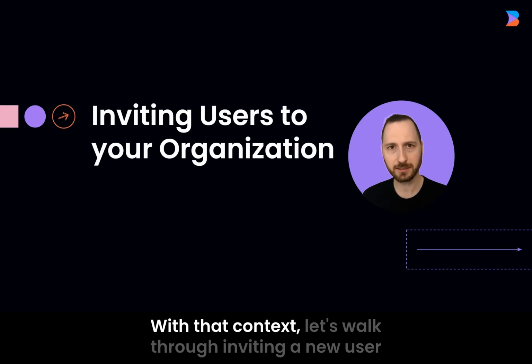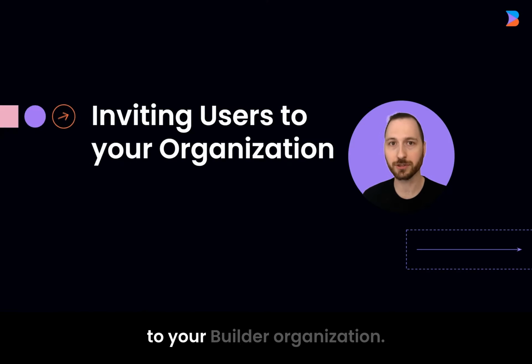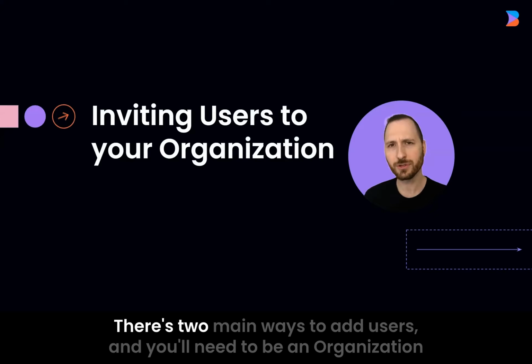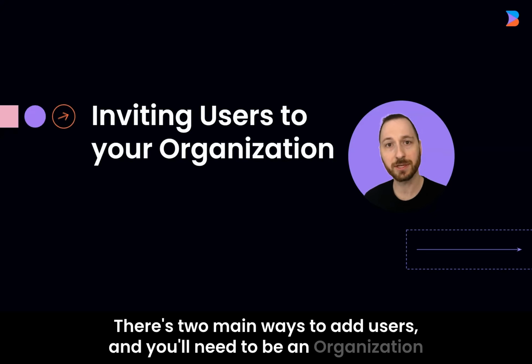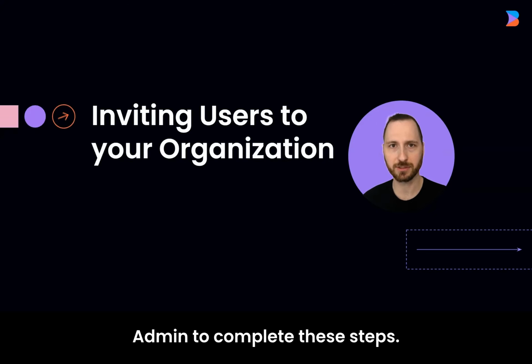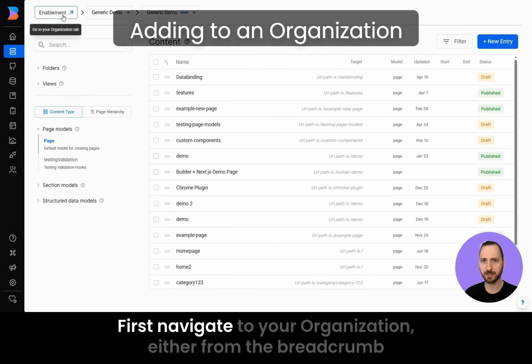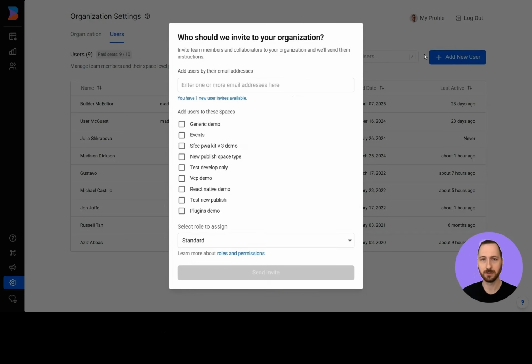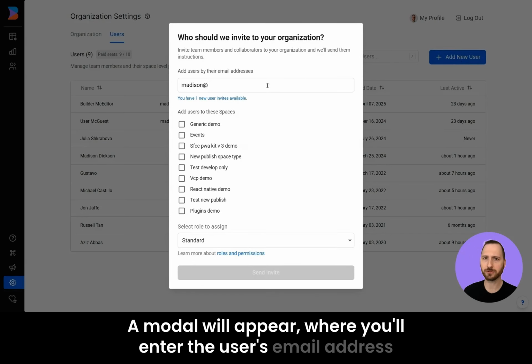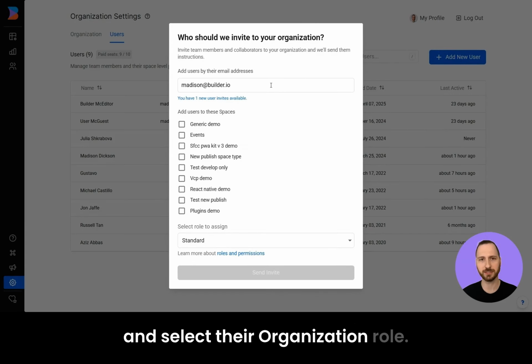With that context, let's walk through inviting a new user to your Builder organization. There's two main ways to add users, and you'll need to be an organization admin to complete these steps. First, navigate to your organization, either from the breadcrumb menu in the top left corner or from the left-hand menu. Then select Settings from the menu here. Click the Users tab, and then the Add New User button on the top right of the user list. A modal will appear where you enter the user's email address and select their organization role.